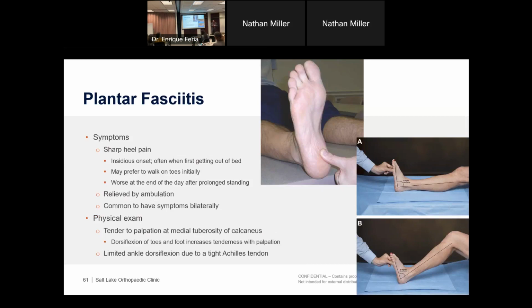Initially, patients may want to walk on their tippy toes to avoid putting weight on their heel. It gets better as they loosen up and walk more, but then at the end of the day, after standing and walking all day, it can get worse again. And on exam, they'll be tender right where that picture is pointing. That's where the sweet spot is for plantar fasciitis. Oftentimes, it's also seen in conjunction with calf tightness. So it's common to see patients who have plantar fasciitis and a tight calf.